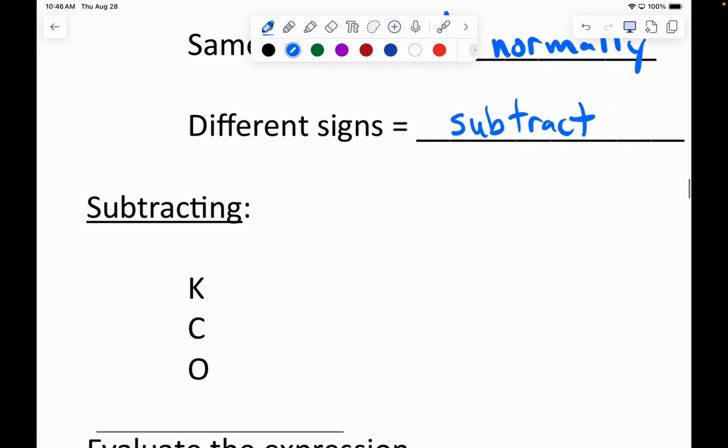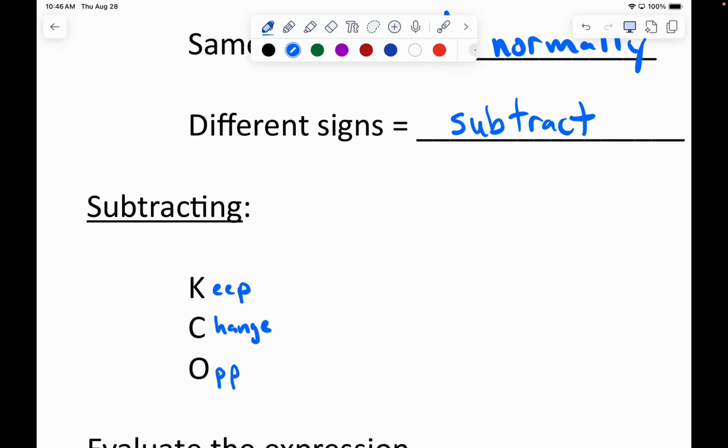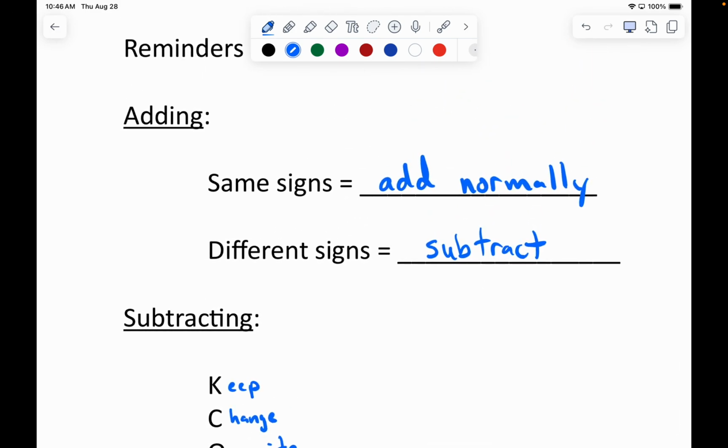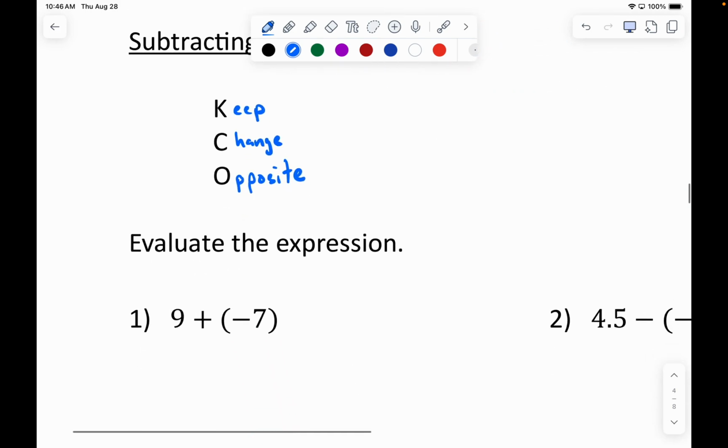Okay, and then when we have subtraction, so anytime we have subtracting, and technically this works every single time no matter what, but obviously if we have two positive numbers, we just do good old subtraction like we know how to do. If we are subtracting positives and negatives, we do keep, change, opposite. Easily confused with keep, change, flip. Keep, change, opposite. We keep the first number the same, we change it to addition, and then we take the opposite of the second number, and then we can just use our addition rules from there. Okay, so what would that look like?